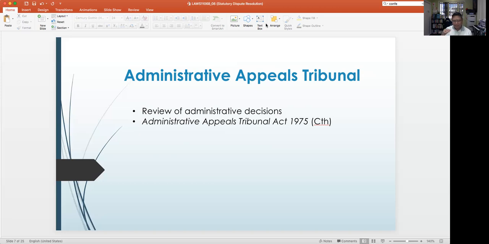But the point before was that if there was a decision made by an administrative or executive agency which affected a citizen or a member of the public, the way to have a decision reviewed was to simply ask for a review internally. And if that did not work, you needed to go to the court, which can be pretty expensive. If you disagree with the decision of an administrative agency, you have to go to court, and you need to get a lawyer for that. But under the Administrative Appeals Tribunal Act of 1975, the AAT was created, which allows the AAT to review administrative decisions. You're going to learn more about this when you study administrative law.